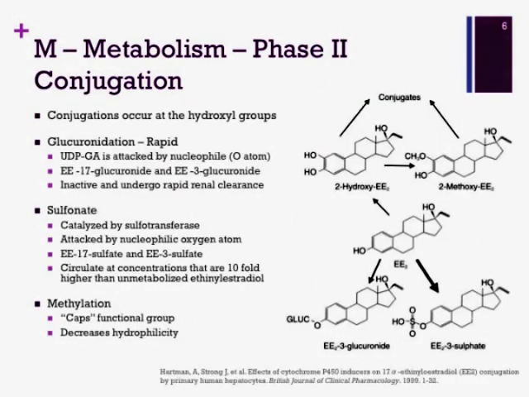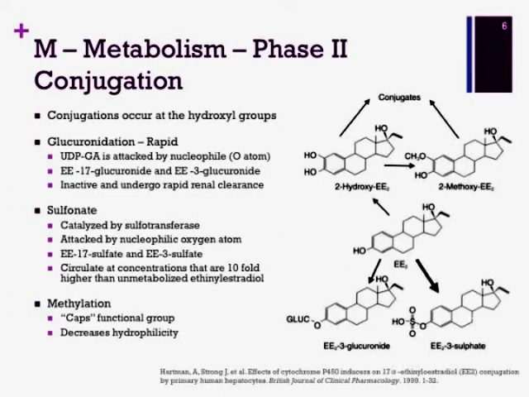Phase 2 is crucial for the hydrophobic toxin. Ethinyl estradiol can undergo a number of different conjugation reactions due to the nucleophilic hydroxyl groups at either the 3 or 17 carbon positions. Glucuronidation makes for the fastest excretion of the toxin, as it quickly makes it inactive and undergo renal clearance.